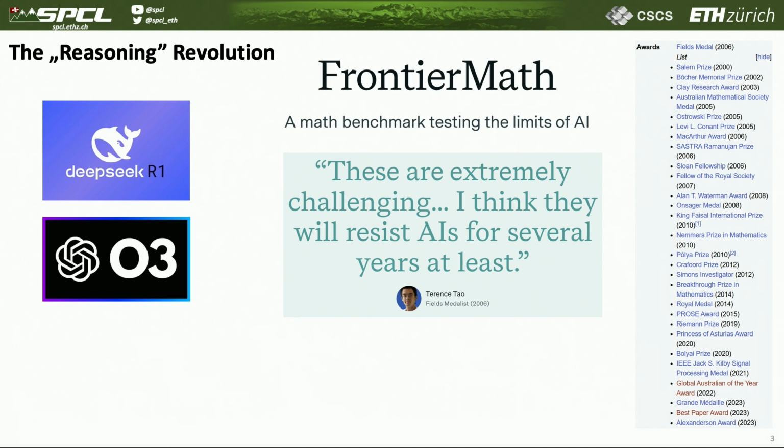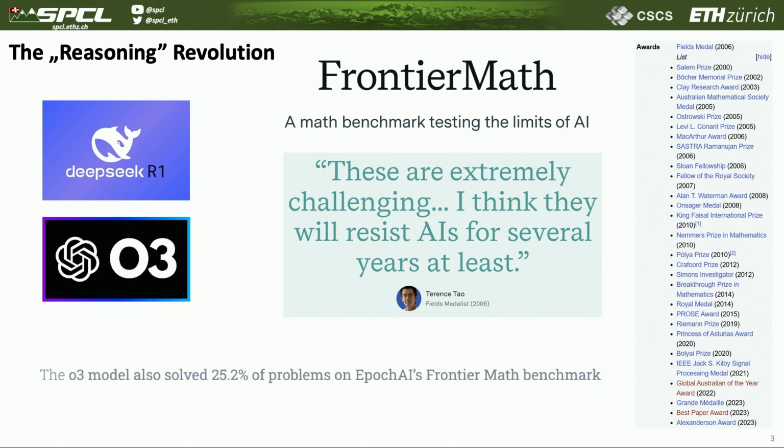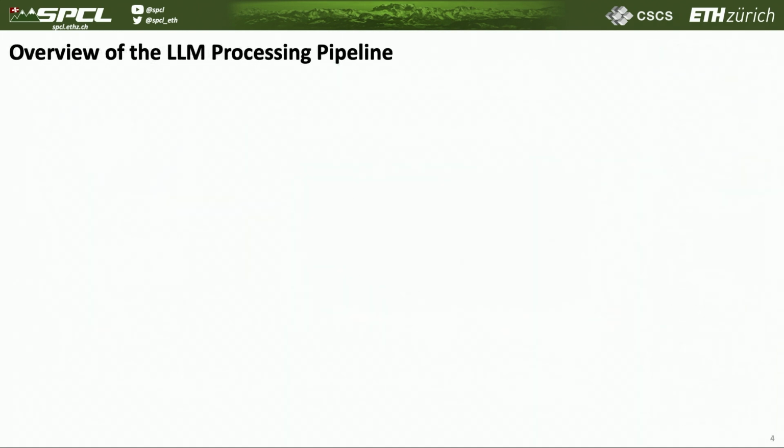And then less than 3 months afterwards, O3 from OpenAI came and solved pretty much more than 1/4 of these tasks. It was like last year, right? So we are even more ahead with this development of these models. So that's a very, very powerful class of designs. And now let's take a look at what they actually look like, what can we do with them, how can we make them run more efficiently.